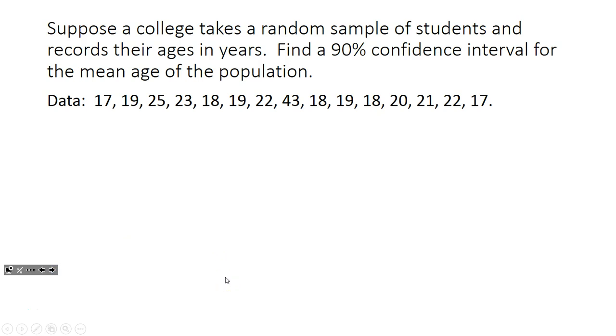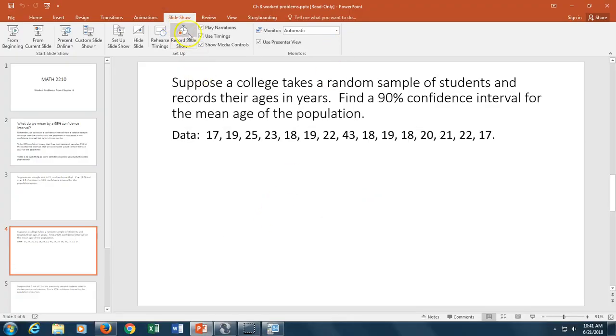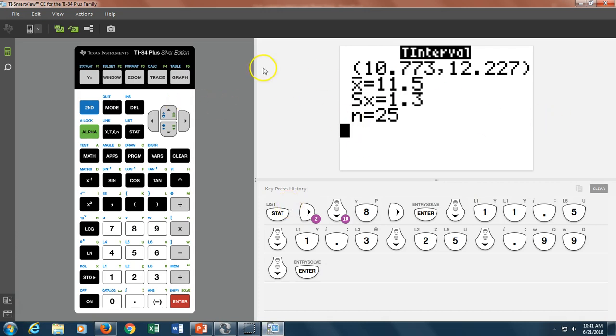This time, I essentially have the same type of problem, but I gave you data rather than statistics. Suppose a college takes a random sample of students and records their ages in years. Let's find a 90% confidence interval for the mean age of the population. I gave you data; there are 15 data points listed. You might want to pause, jot down those numbers, and let's go to our calculator.